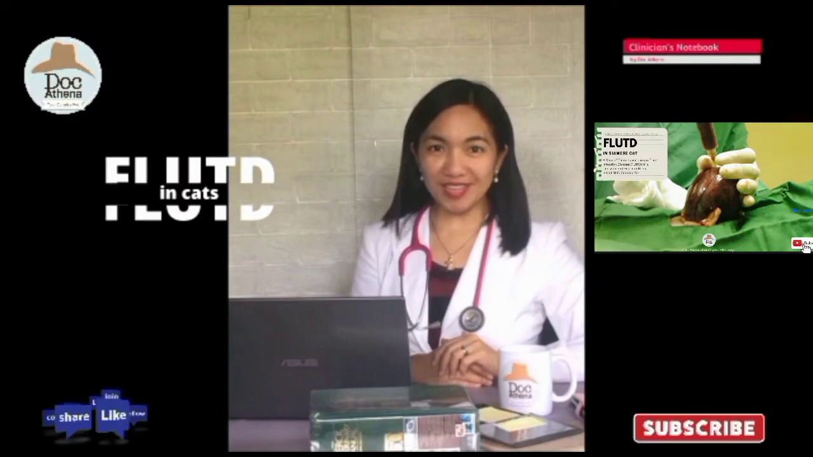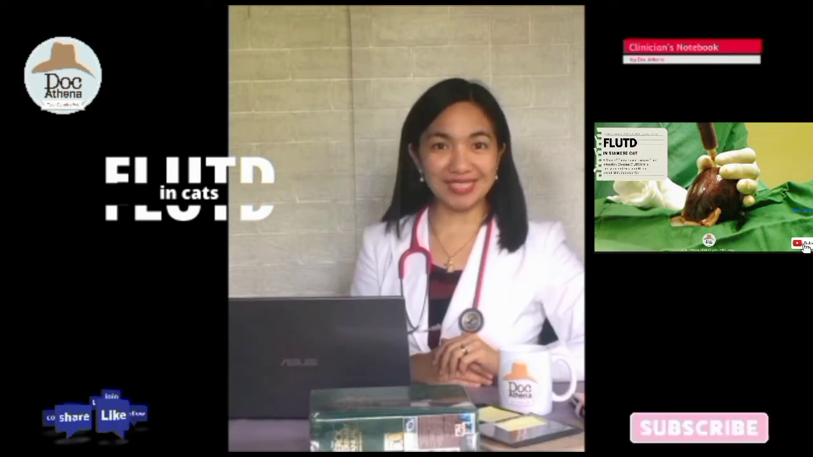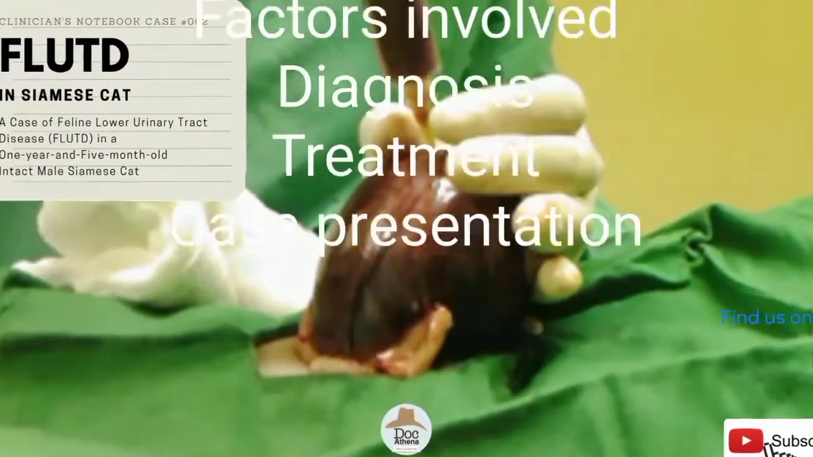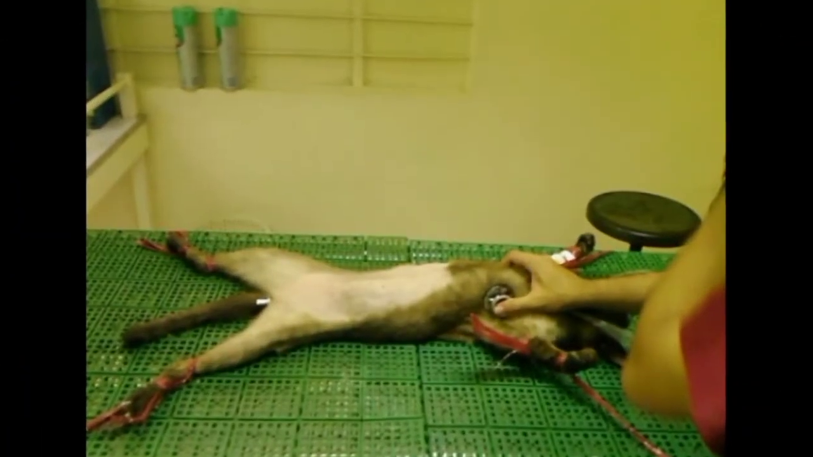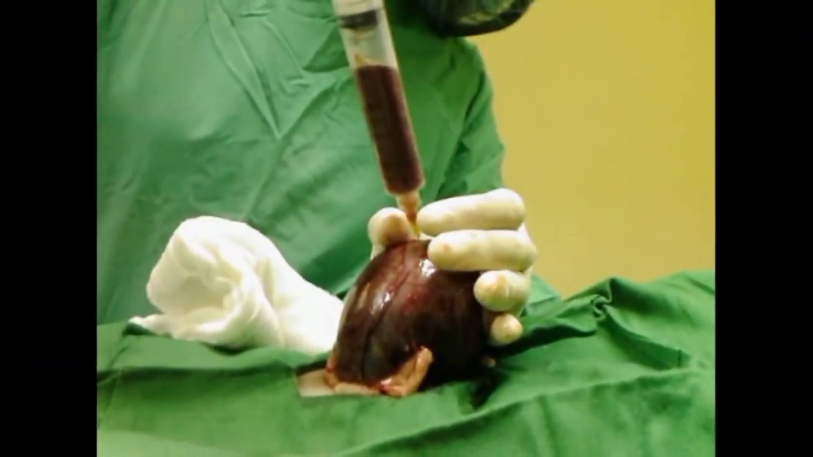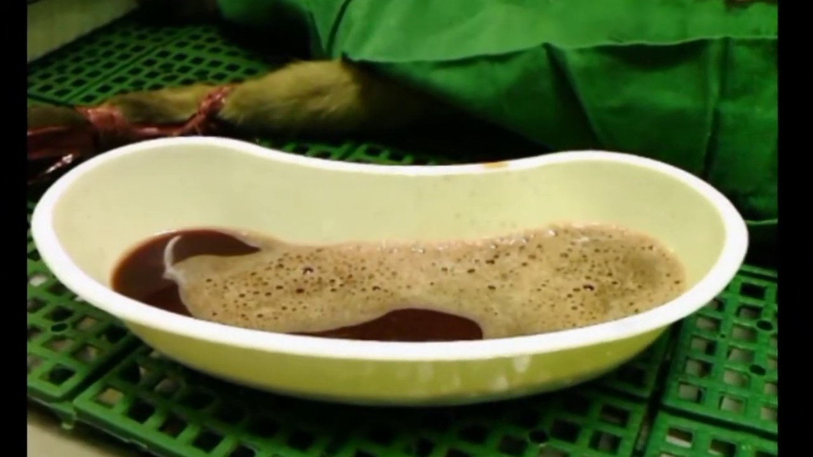Today, we are going to discuss case number 002, FLUTD or feline lower urinary tract disease in cats. What is FLUTD? Now let's proceed to case presentation. FLUTD is a complicated case, being a collection of different conditions that could be associated with different causes.